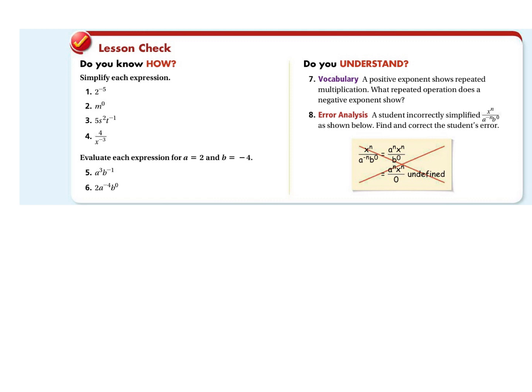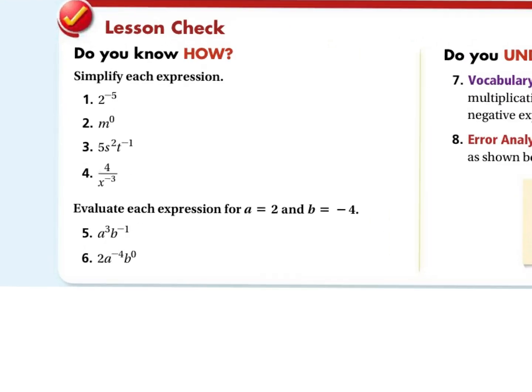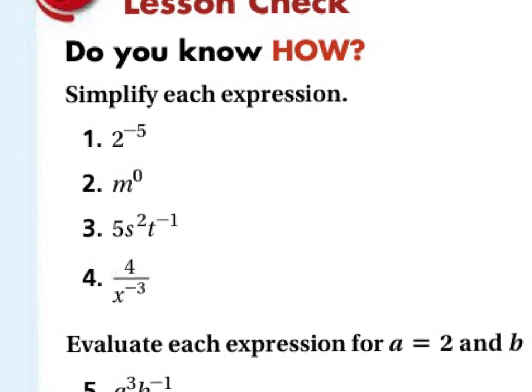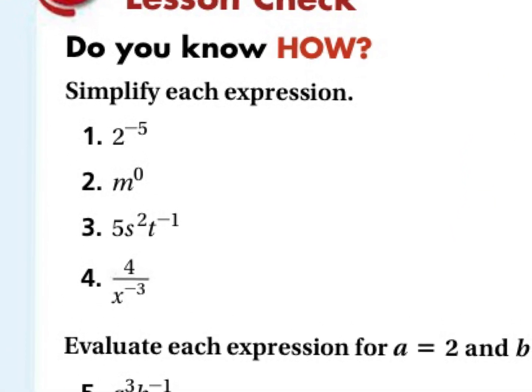If we look at the lesson check, we'll go through numbers 1 through 4 here. Do you know how? So number 1, that would be the same as 1 over 2 to the 5th power. Number 2 is to the 0 power. That would be equal to 1.